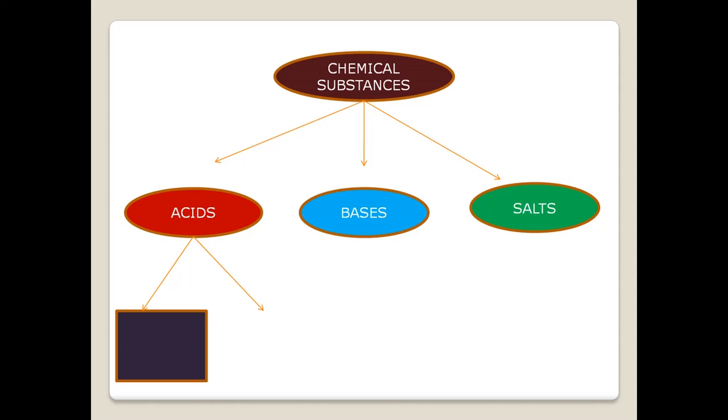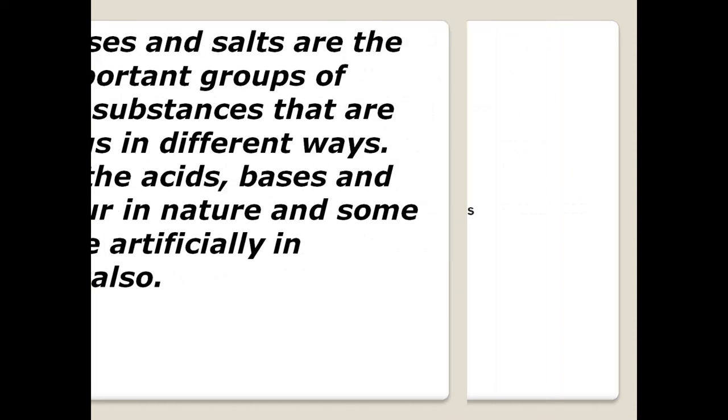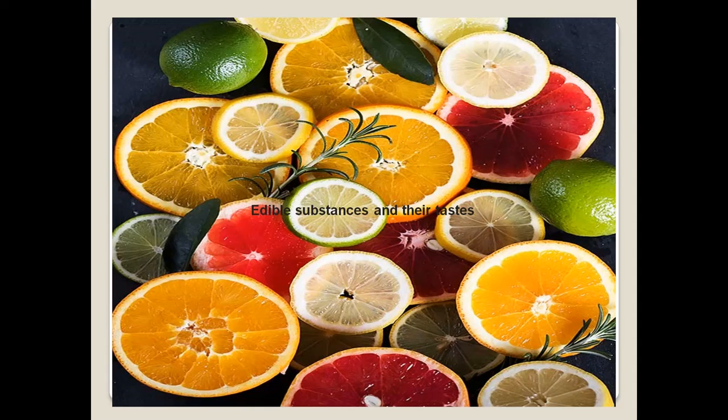Acids can again be of two types, organic acids and inorganic acids. Let us learn about each of these in detail. Acids, bases and salts are the three important groups of chemical substances that are used by us in different ways. Some of the acids, bases and salts occur in nature and some are made artificially in the factories. Let us look at some of the edible substances and their tastes now.